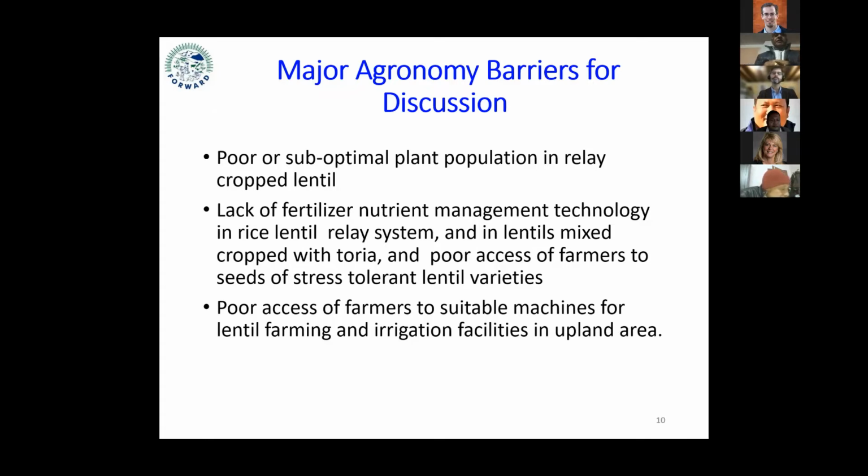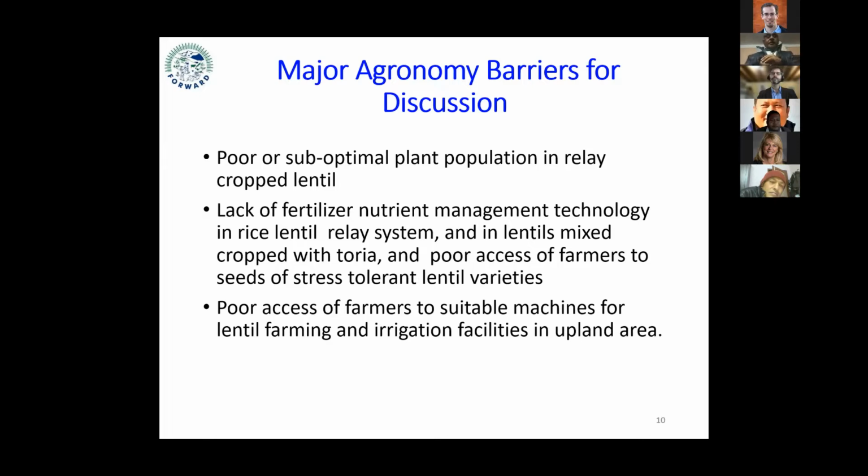So, poor or suboptimal plant population in relay crop lentils, that is plant density, is the major constraint for higher yield. Then, lack of fertilizer nutrient management technology or recommendation in the rice-lentil relay system. We don't have any recommendation for the lentil. And in lentils, mixed crop thoria, that is mustard, we don't have any recommendation.